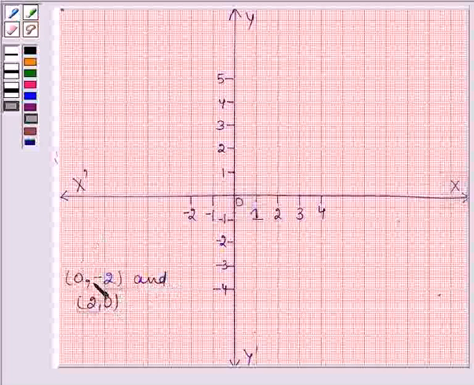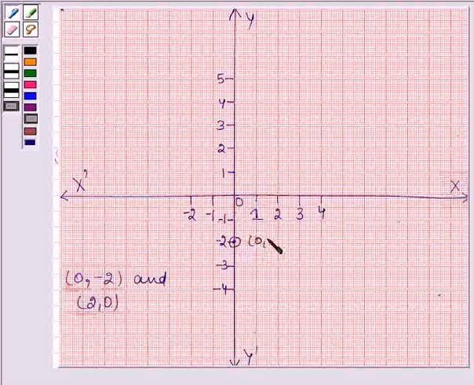Now the first point is (0, minus 2). This means when x is 0, then the ordinate is minus 2. So this is the required point (0, minus 2). Second point is (2, 0). This means when the ordinate is 0, then x is 2. So this is the required point (2, 0).